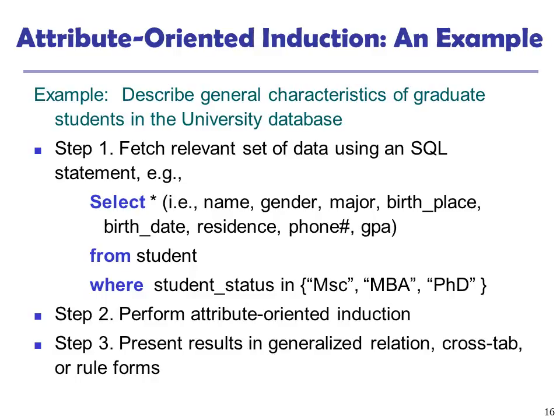a student database, right? And what kind of student do we want? We only want the graduate students. We do not want bachelor students. So we pick only the students in the university who are, let's say, in MSc, MBA, PhD, if those are the only graduate programs offered at a particular university. Then we're going to perform attribute-oriented induction. We're going to look at that in just a little bit. Then we'll present the results of our generalization in a crosstab format, right, and give it to the user to understand.